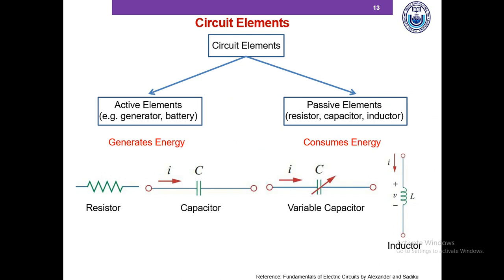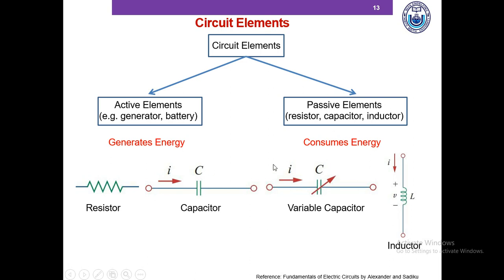So now we're going to talk about some common circuit elements. We can divide circuit elements into two categories: active elements and passive elements. In general, active elements generate energy or supply power to the circuit. Examples of active elements are batteries and generators, and voltage sources and current sources. On the other hand, passive elements are elements that consume power from the circuit. Some examples of passive elements are resistors, capacitors, and inductors.